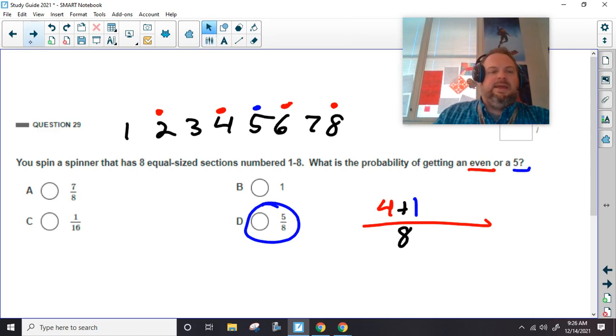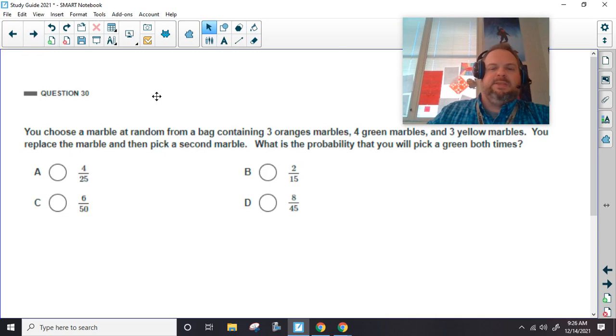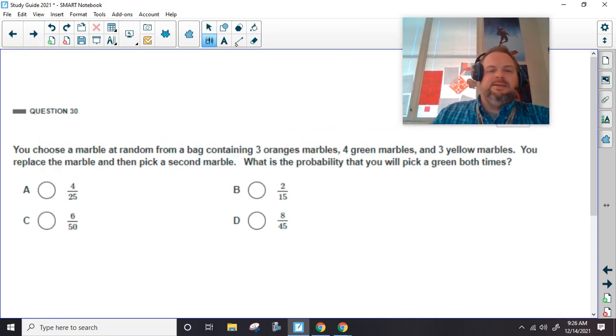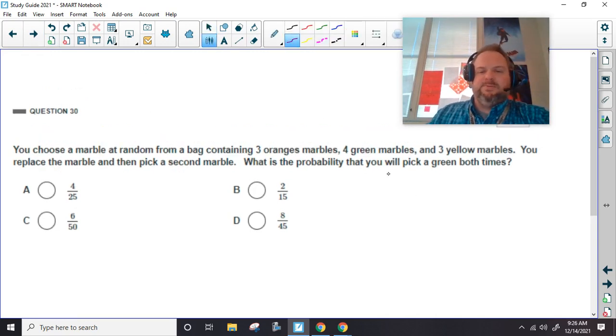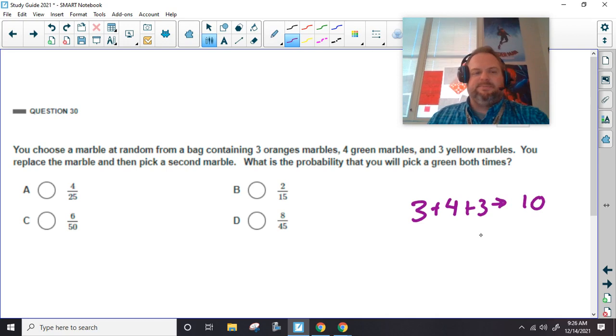All right. And our last one. So we're dealing with marbles. We got 3 orange marbles, 4 green marbles, and 3 yellow marbles. So together we have 10 marbles. Now we pick one out and we put it back, so each time we have 10 marbles.